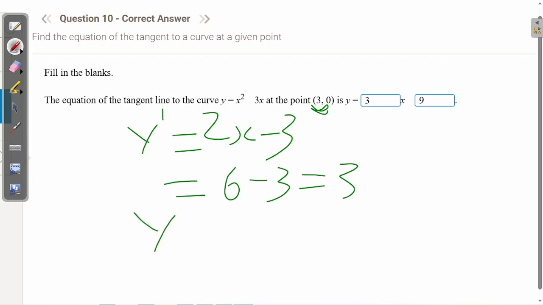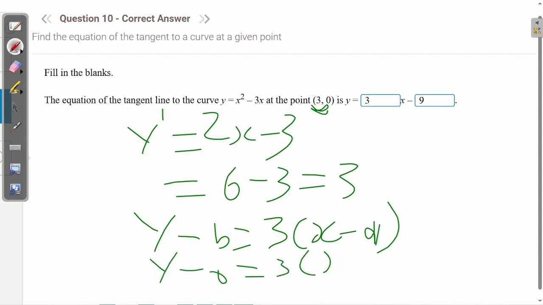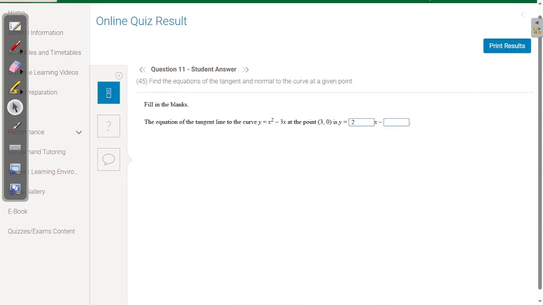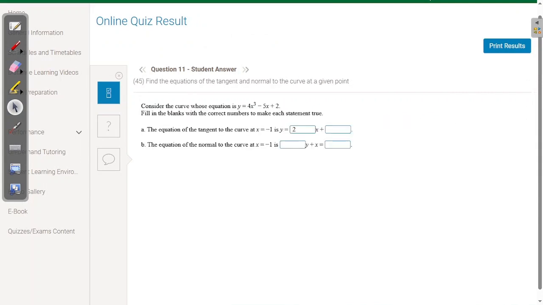So now you do y minus b equals 3 times x minus a. So y minus 0 is equal to 3 times x minus 3. You get y is equal to 3x minus 9. So basically here, after you get the derivative, you immediately do the y minus b equation, because you're not doing the normal. In the normal you do negative 1 over the slope.